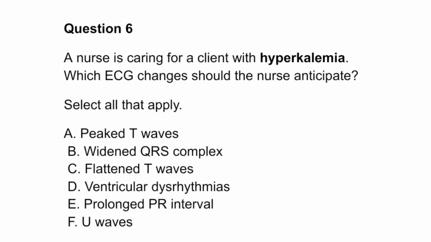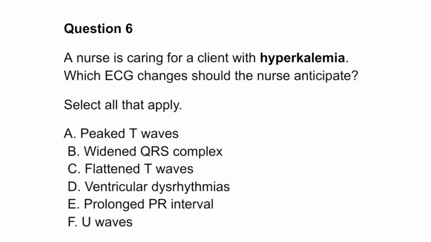Question 6. A nurse is caring for a client with hyperkalemia. Which ECG changes should the nurse anticipate? Select all that apply. A. Peaked T waves. B. Widened QRS complexes. C. Flattened T waves. D. Ventricular dysrhythmias. E. Prolonged PR interval.